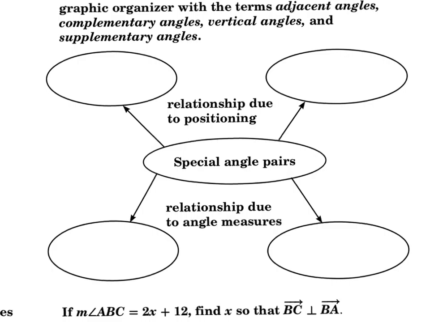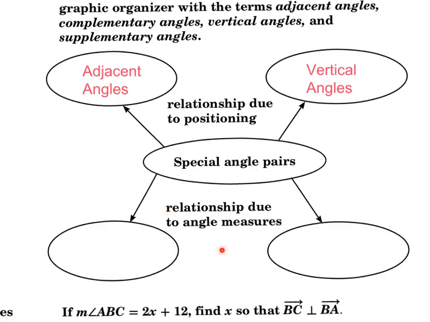What we have here is a graphic organizer, and we're going to take the terms adjacent angles, complementary angles, vertical angles, and supplementary angles, and determine what they are. Now up here, what we're going to do are take the two angles that are a relationship due to position, so where they're located, and those are adjacent angles and vertical angles. Adjacent angles have to be right next to each other, vertical angles have to be across from each other, depending on where their position is determined.